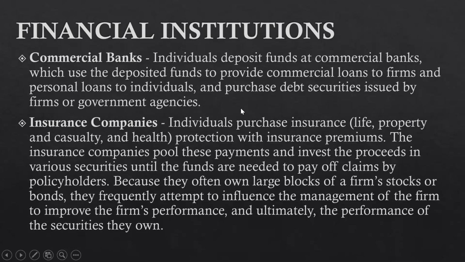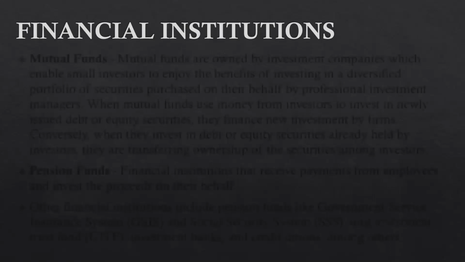So someone who participates in an insurance company is a policy holder. The insurance company just needs to wait until that policy holder is ready to claim the proceeds of the insurance. Because they often own large blocks of a firm's stocks or bonds, they frequently attempt to influence the management of the firm to improve the firm's performance and ultimately the performance of the securities they own.